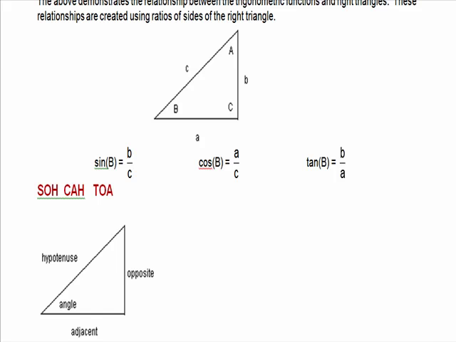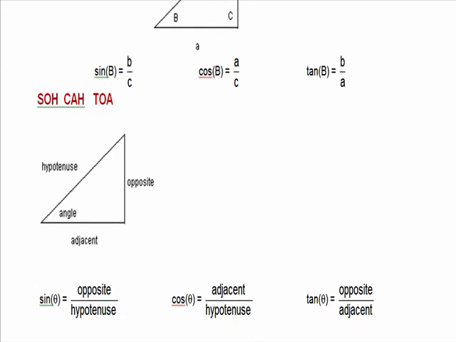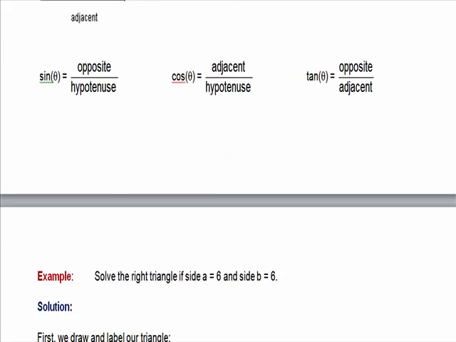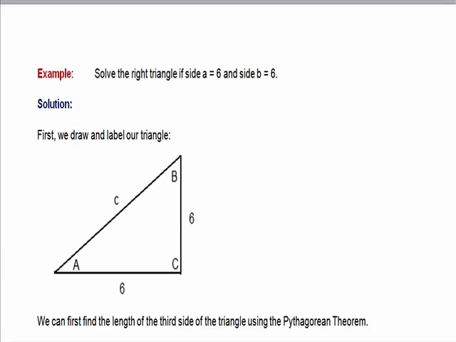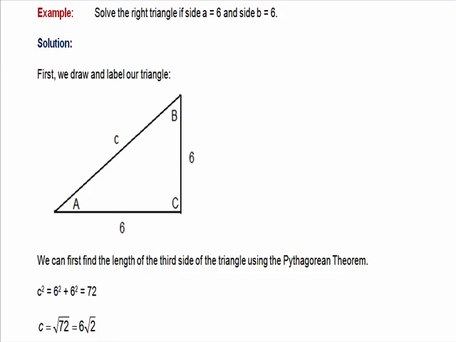And again, I included the triangle so that you could see if we had this angle where the opposite, adjacent, and hypotenuse would be. So let's use this to solve a problem or two. So I'd like to solve the right triangle if I know side A is 6 and side B is 6. So if I want to solve it, remember that means I want to find the lengths of all the sides and the measure of all the angles.